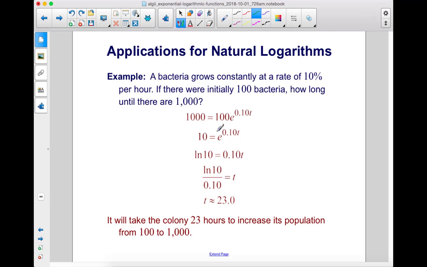So we divide both sides by 100, and we get 10 equals e to the 0.10 t. We take the natural log of both sides. So when we do that, the natural log and the e cancel. We're left with 0.10 t on the right side, and we have the natural log of 10 on the left. Divide that by 0.10. Use our calculator to find that t is approximately equal to 23.0. It will take the colony 23 hours to increase its population from 100 to 1,000.